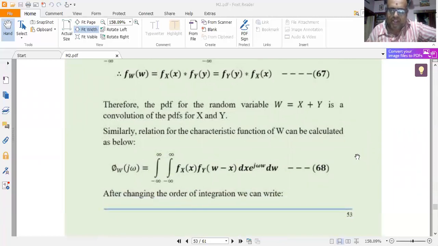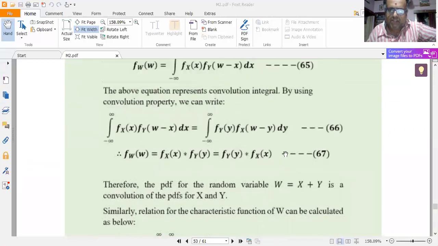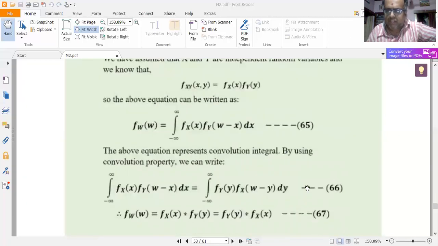Similarly, we can calculate the characteristic function of W also. The Fourier transform of a PDF gives me the characteristic function. The inverse Fourier transform of the characteristic function gives me the PDF. The PDF and characteristic function form a Fourier transform pair, as is well known.